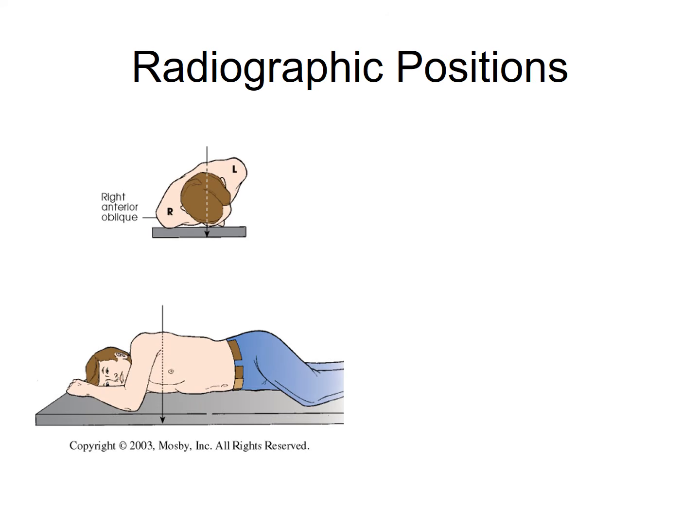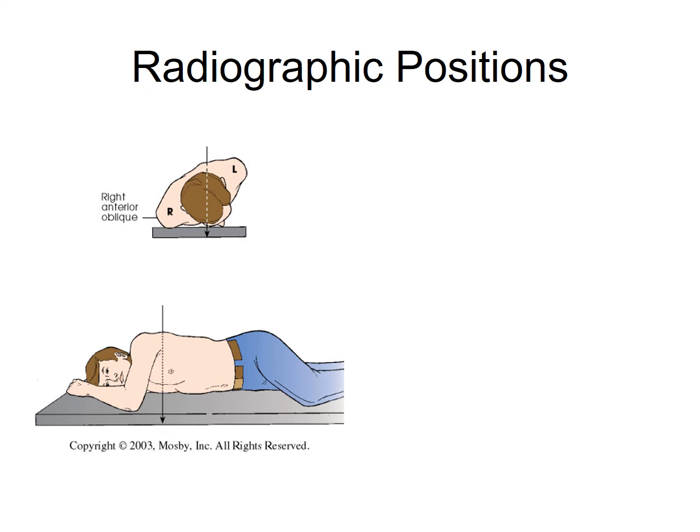Continuing positions. Before we jump into the position, let's talk about the projection. Where is the central ray entering? It's entering his back, posterior. Where is it exiting? His front, anterior. So this is a PA projection, but the patient's not lying flat, the patient's turned, so this is a PA oblique projection.